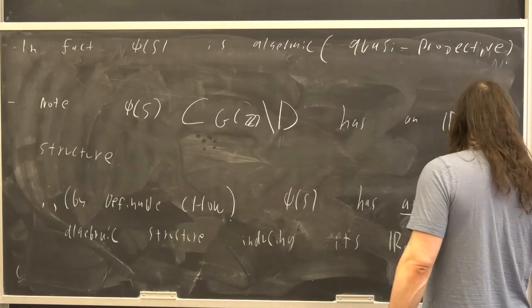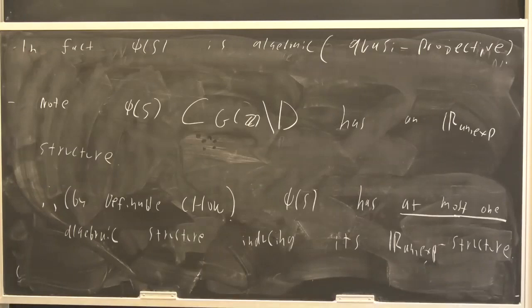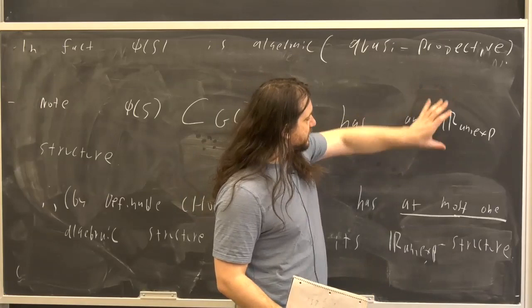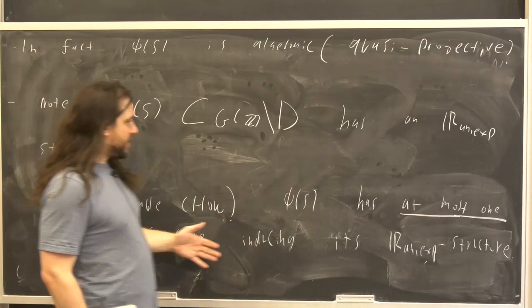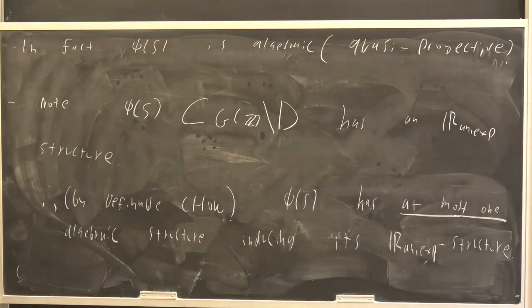Because if you had two, you would have an isomorphism between them, namely the identity map, which on the level of being definable and being holomorphic, by definable Chow, would mean it's an algebraic isomorphism as well. So given that this is a canonical definable structure and the period map is definable, now we're using the full force of everything we know, it means there's at most one algebraic structure to look for. So now the question makes perfect sense intrinsically. This is a very nice side effect of the definable Chow theorem.